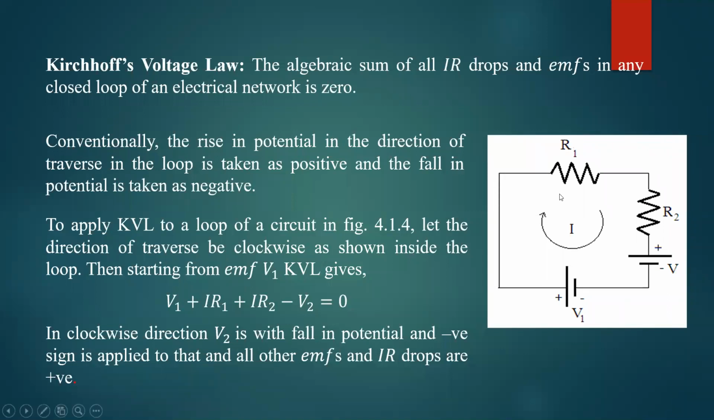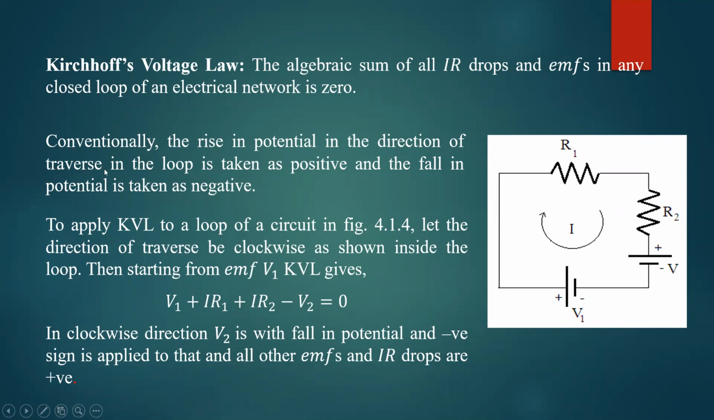To understand Kirchhoff's voltage law, consider this circuit where a closed loop of the circuit is considered. It is a closed loop of the circuit. Conventionally, in order to take the algebraic sum, how should the positive and negative signs be taken?